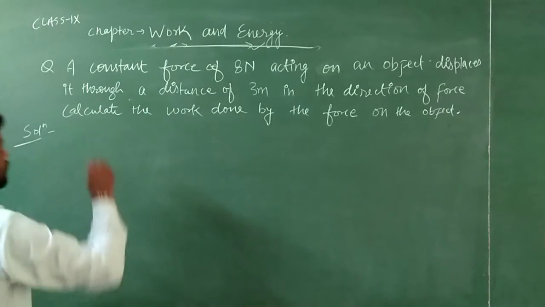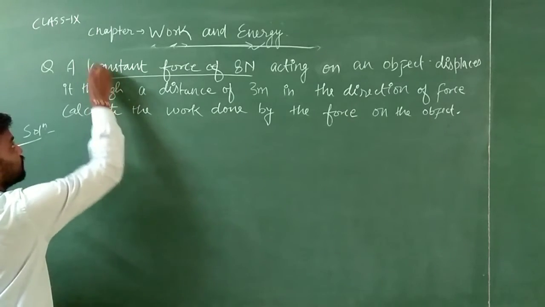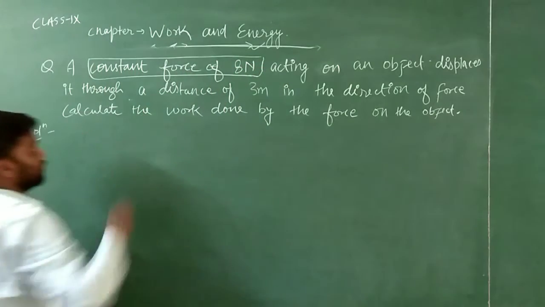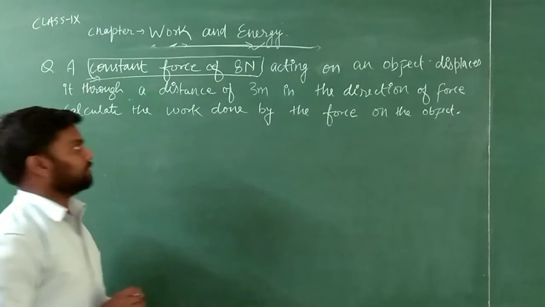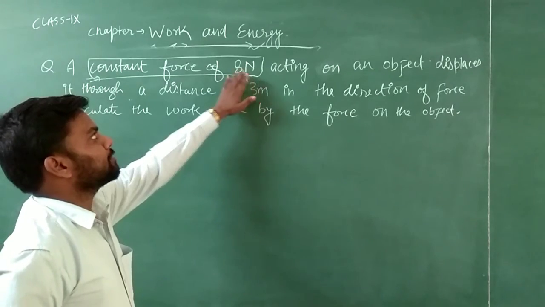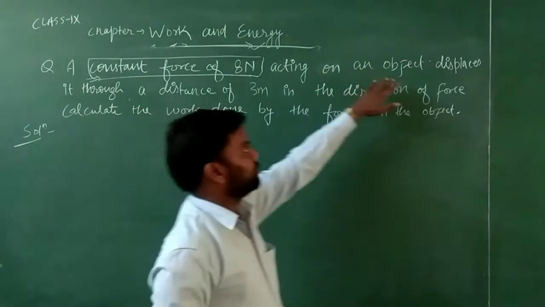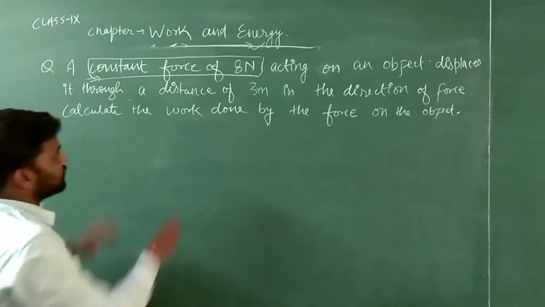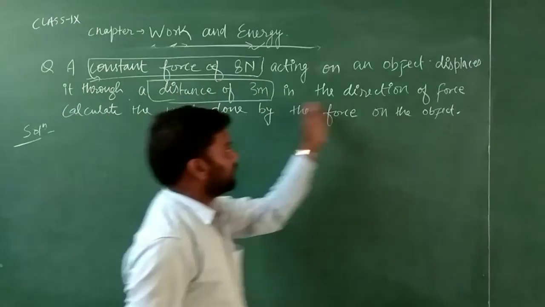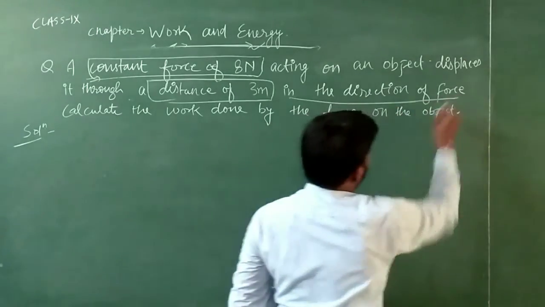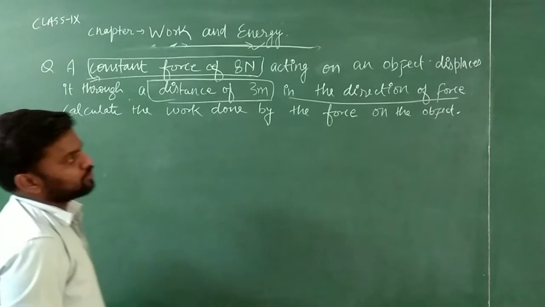So students, first of all see here that a constant force of 8 Newton. Now what is the meaning of constant force? First of all, the meaning of constant force is that force is not changing itself. It is only of 8 Newton. That's why we are saying it as constant force of 8 Newton acting on an object displaces it through a distance of 3 meter. Okay, it is covering a distance of 3 meter in the direction of force. Okay, direction is already given there in the direction of force. Calculate the work done by the force on the object.